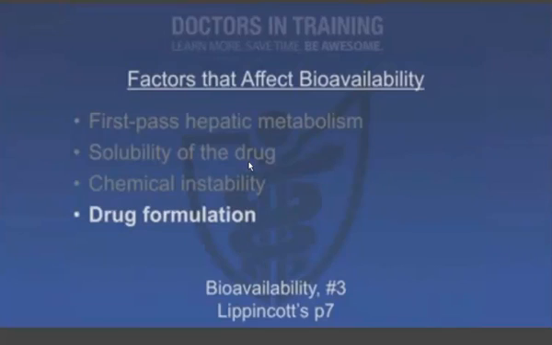And then the fourth factor that influences bioavailability is the drug formulation. And this is what we're talking about: enteric coatings on drugs, or time-release drugs, or you use different particle sizes, or you use different salts. The idea is we can manipulate the drugs to make them more or less bioavailable. Sometimes we want it to be more bioavailable. We want it to be absorbed very rapidly. Other times we want it to be absorbed slowly for a time-release effect. So there are different ways to formulate drugs in order to make them more or less bioavailable.